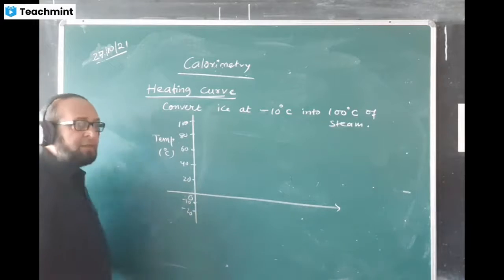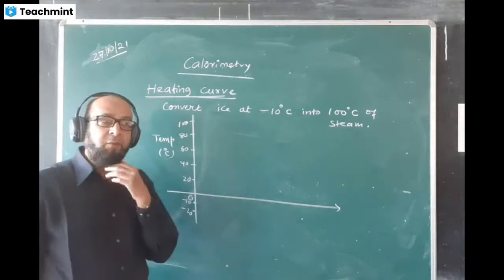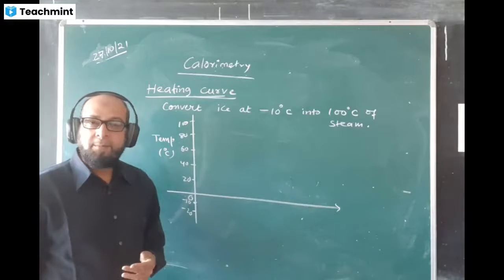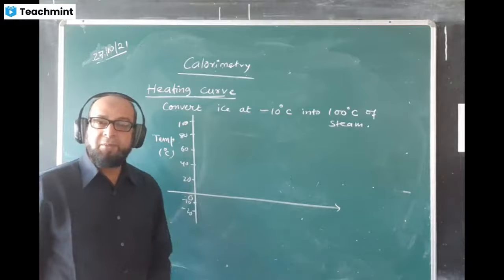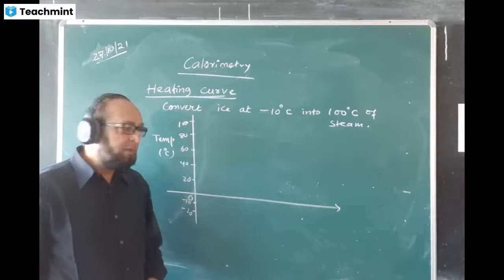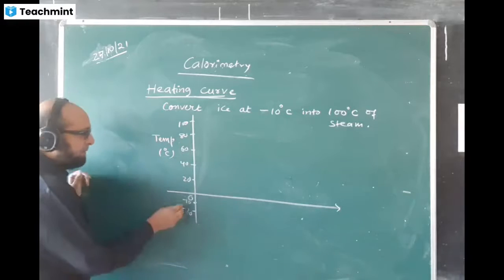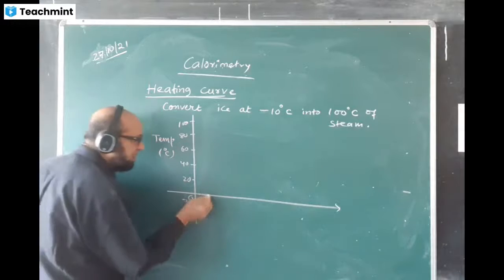Ice at minus 10 degrees Celsius. What stages will it follow? First, ice will melt and change into water. And that water will boil and then change into steam. We know the melting point of pure ice is 0 degrees Celsius. The ice temperature is now minus 10, so first you have to bring the ice to 0 degrees Celsius like this.